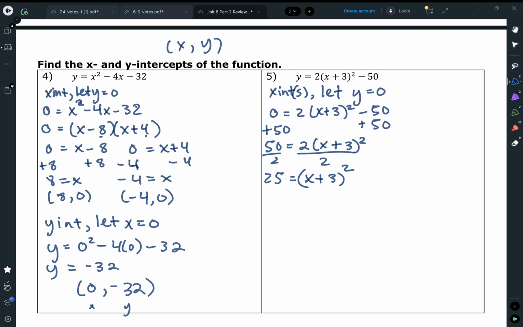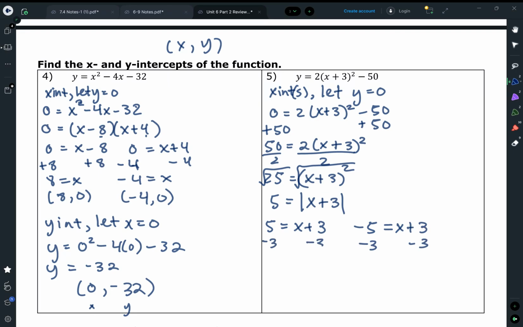Now that I have a squared quantity equal to 25, and let's remember the 25 is 5 squared, I can square root both sides. So 5 is equal to the absolute value of x plus 3. So then I have 5 equals x plus 3, or negative 5 equals x plus 3. Solve on both. 2 is equal to x, or negative 8 is equal to x. So in intercept form, that's 2, 0, and negative 8, 0.